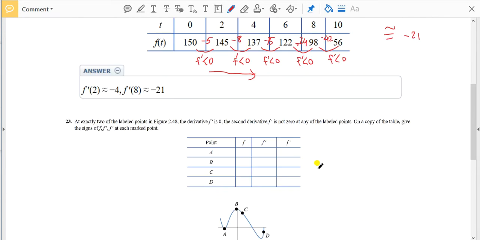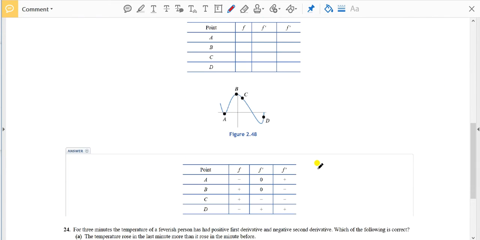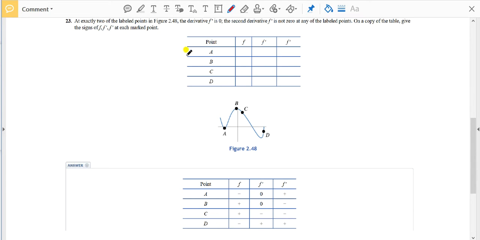Okay, so let's go to the next question. I think we already went over this in the lecture, but let's go over it again. We are given the function f of t, and you are asked to label the sign for f prime and f. I think this is f double prime.